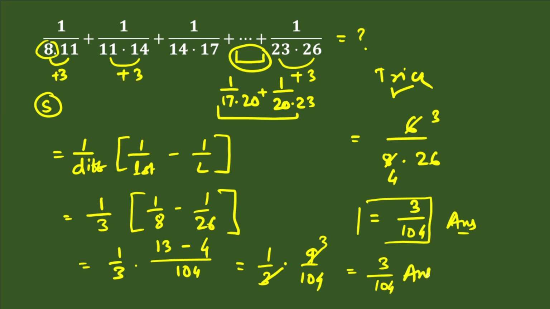Here also we have calculated 3 divided by 104. So friends, the answer is the same in both cases. You can apply either of the tricks to solve this type of problem. Now moving to the next problem.